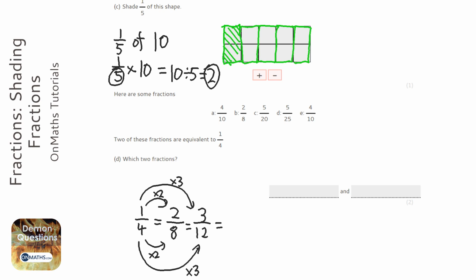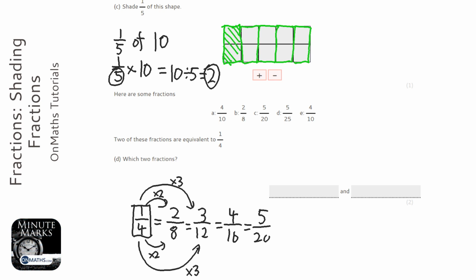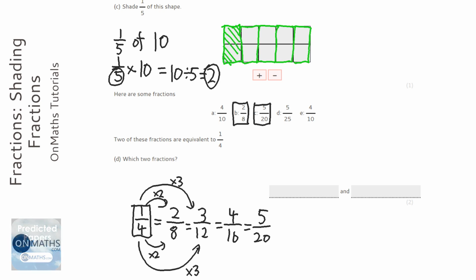Then I'm going to times them both by 4, and I'm just looking at this original fraction here. I'm going to times them both by 4, so it would be 4 over 16. And times them both by 5, 5 over 20. Now all those fractions are equivalent, which means the same as a quarter. So let's have a look at our list. Well, we've got 2 over 8 there, so it's that one. And we've got 5 over 20 there. So my answer is going to be fraction B and fraction C.